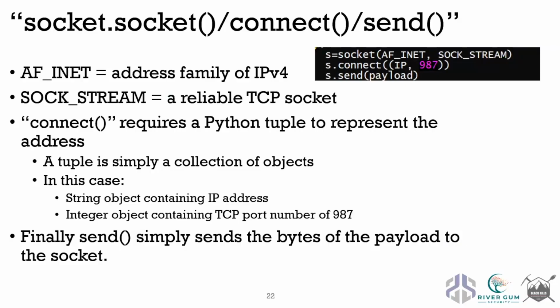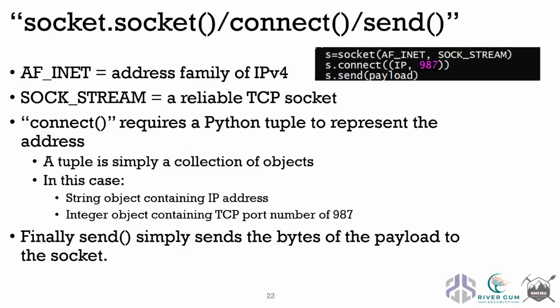The connect function call requires us to provide it a Python tuple representing the address. Now, a tuple is simply a collection of objects. In this case, we have a string object containing the IP destination address we're connecting to, and then an integer object containing the TCP port number of 987. And then, of course, as we said before, the send call will simply send the bytes of the payload to that destination socket.